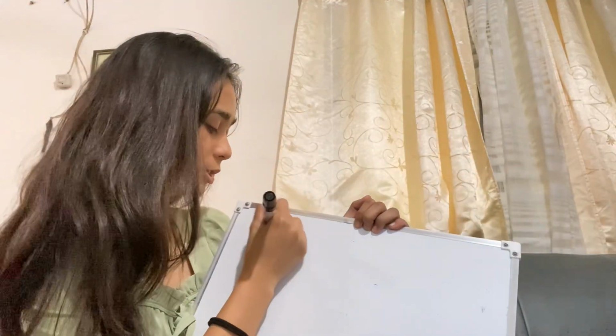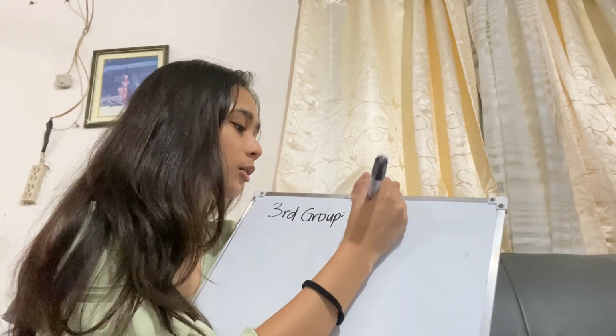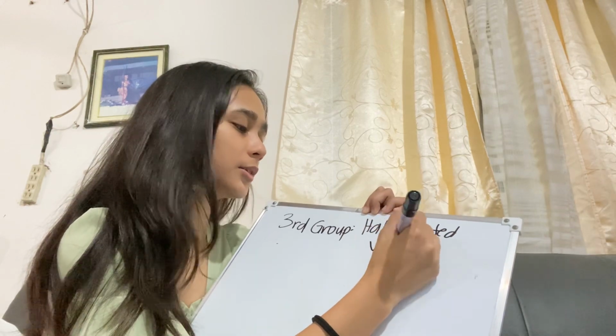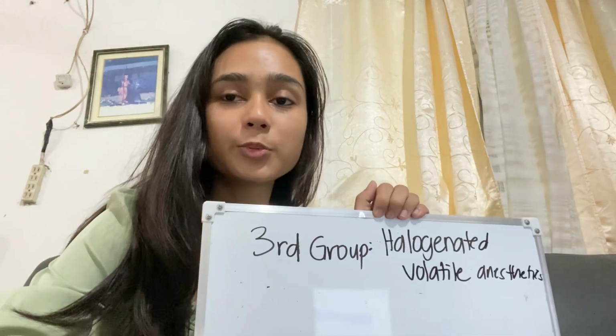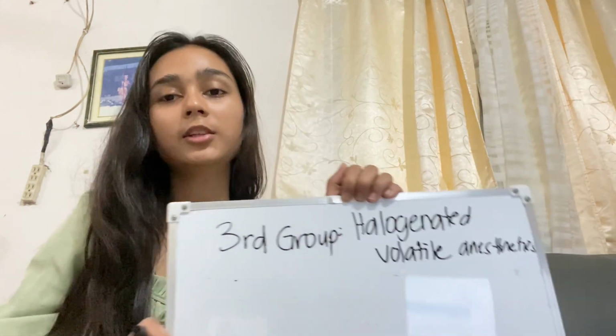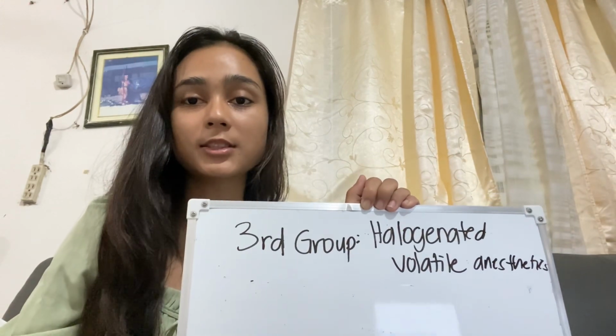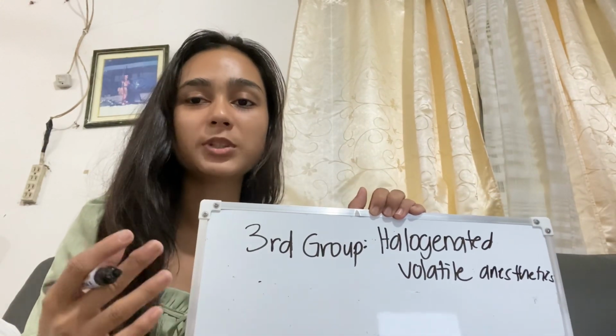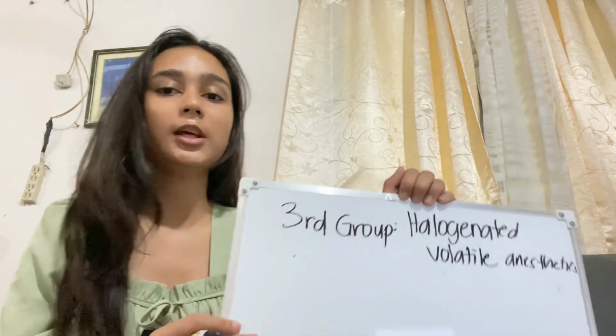So proceeding to the third group, the halogenated volatile anesthetics. For the second group, it has been stated that it also consists of inhaled anesthetics, but those include the gas anesthetics. The third group specifically includes the halogenated volatile anesthetics.